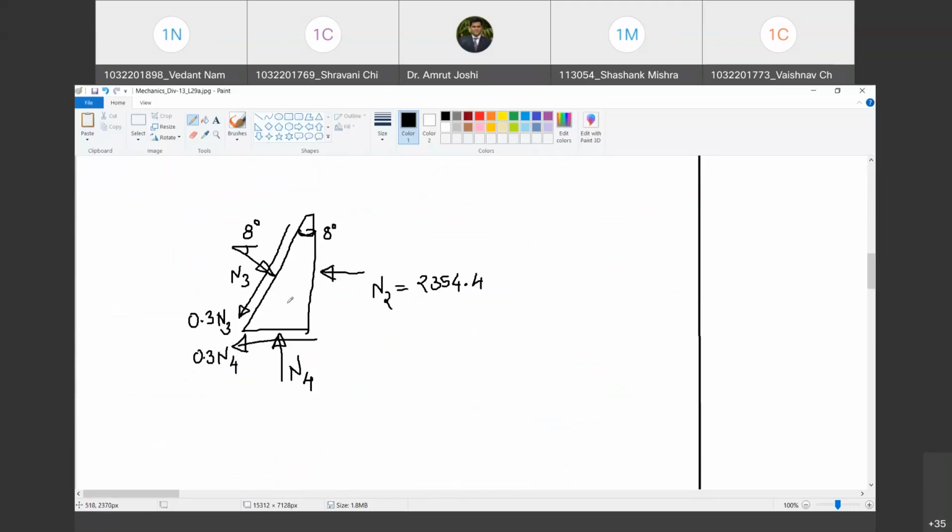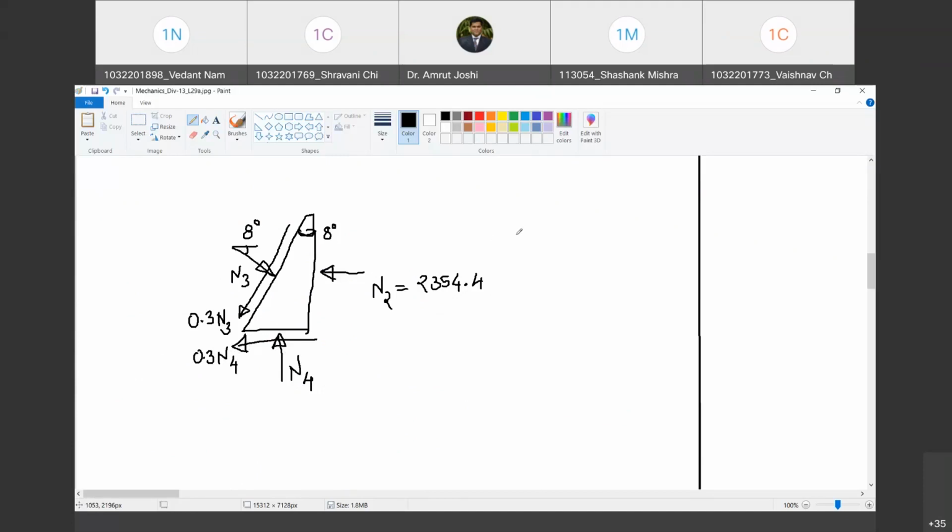Mind you, the block is weightless. That doesn't mean that N4 is 0. Because of the vertical component of N3 and 0.3 N3, there is going to be non-zero N4. Are you with me? Okay, so now let us do the calculations. How many unknowns are there in this free body diagram? Two unknowns. So can we solve for two unknowns easily?